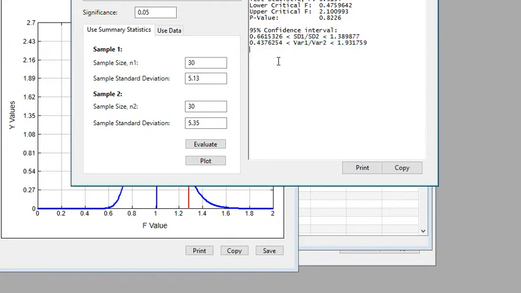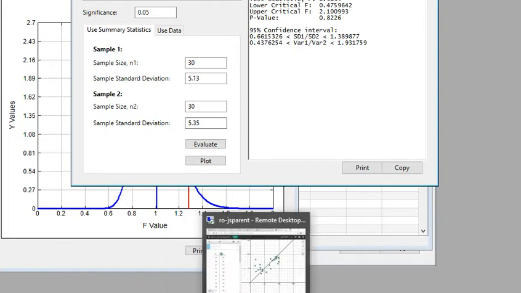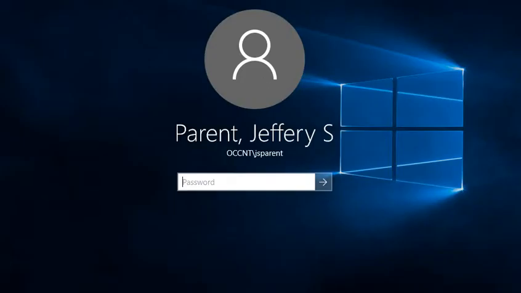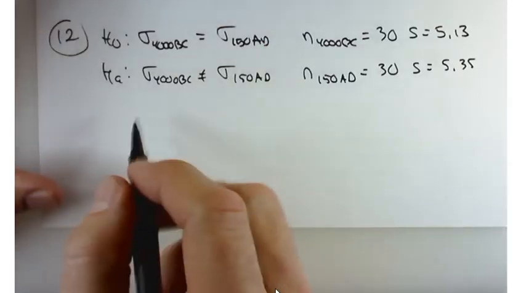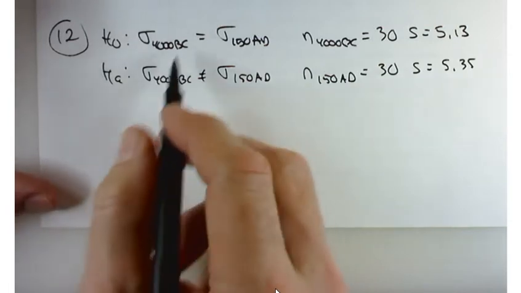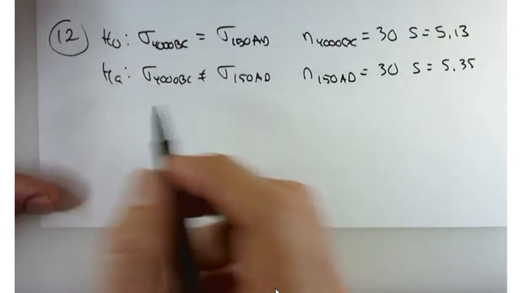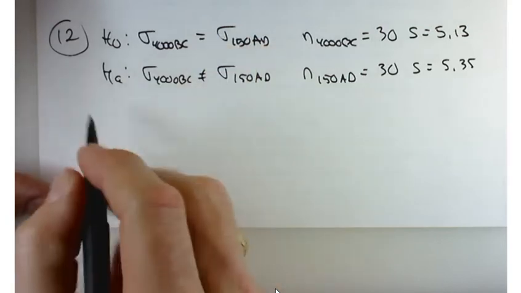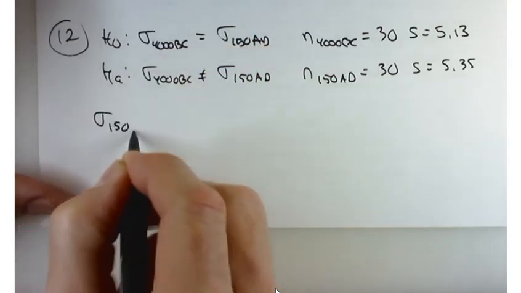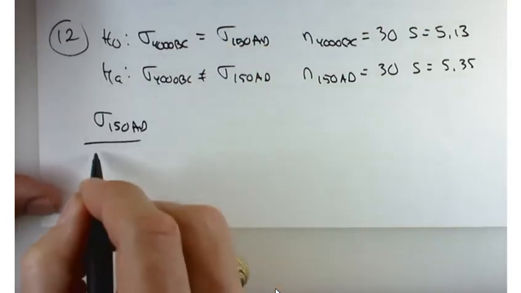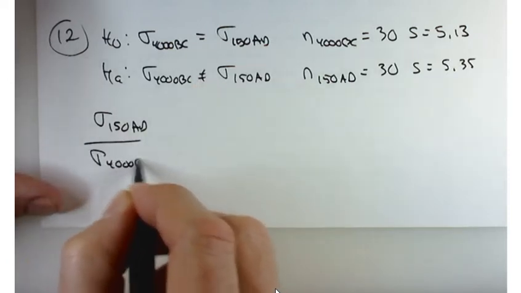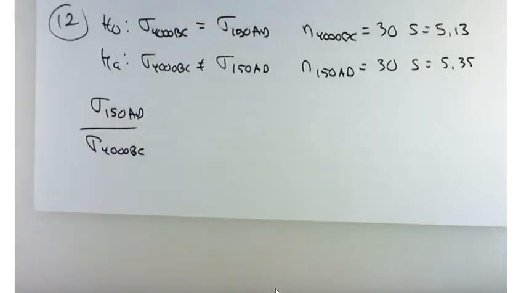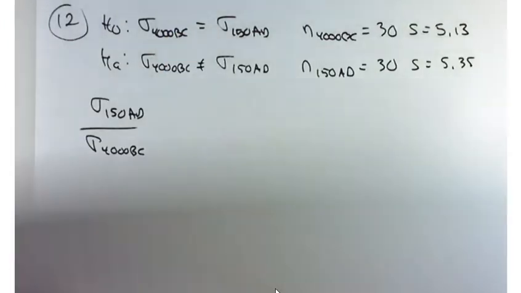Now, the ratio is a little bit closer to how you do the test and what we used to do when we were doing these things by hand. Oops, that's not the right one. There we go. So when we're doing these things by hand, a lot of times what we would do is set up this ratio. The one that is expected to be higher, we'd put in the numerator. So the variation for 150 AD divided by the variation for 4000 BC.